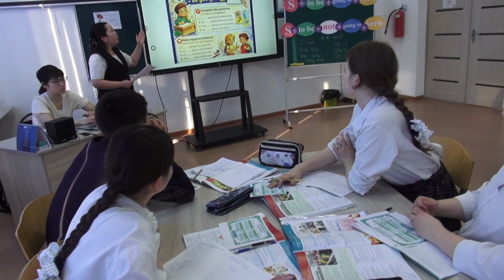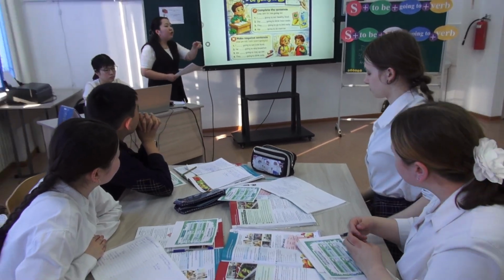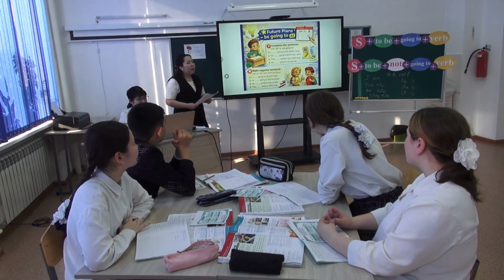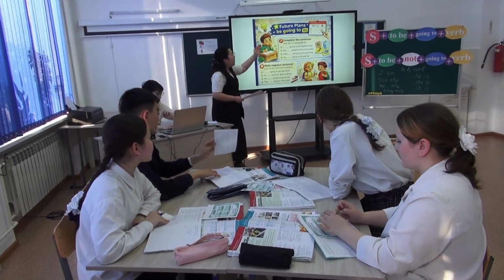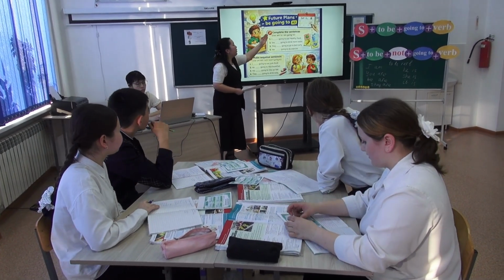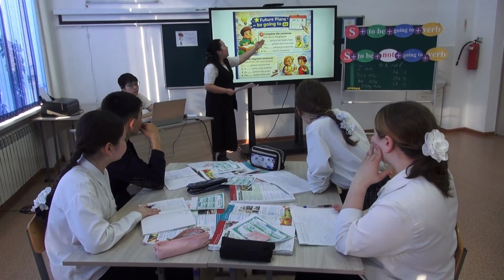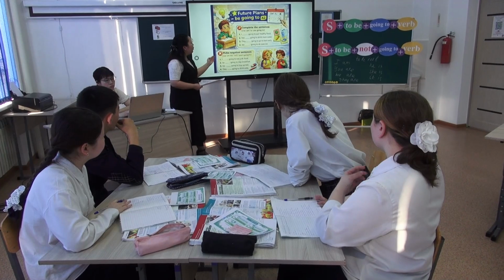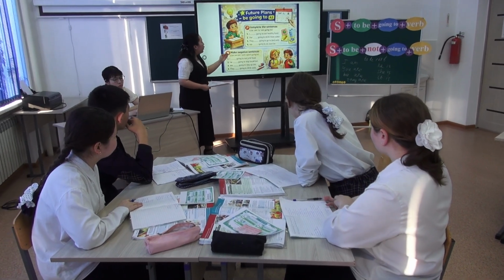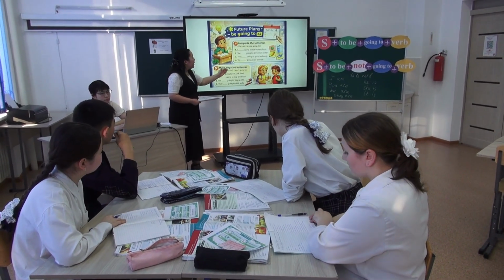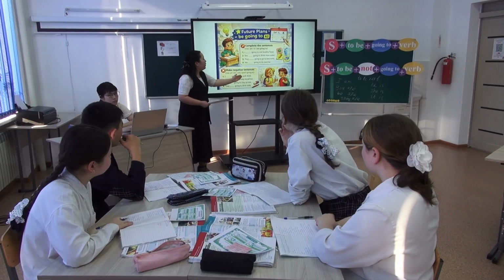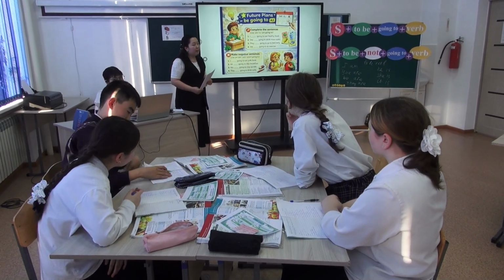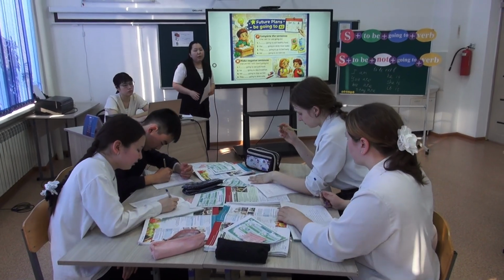So, now you should do these exercises in the copybook. Yes, you should write these sentences in your copybook. The first, complete the sentences. Use am, is, are, going to, and you should make negative sentences. Use am not, is not, isn't, aren't, going to. So I will give you 5 minutes for this task. Write down in your copybook.